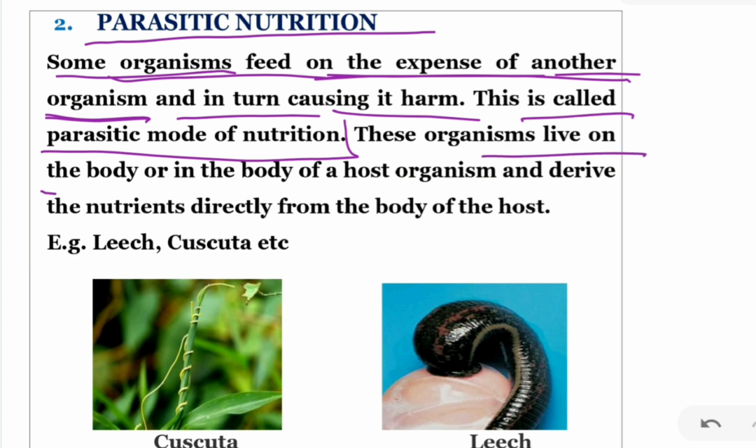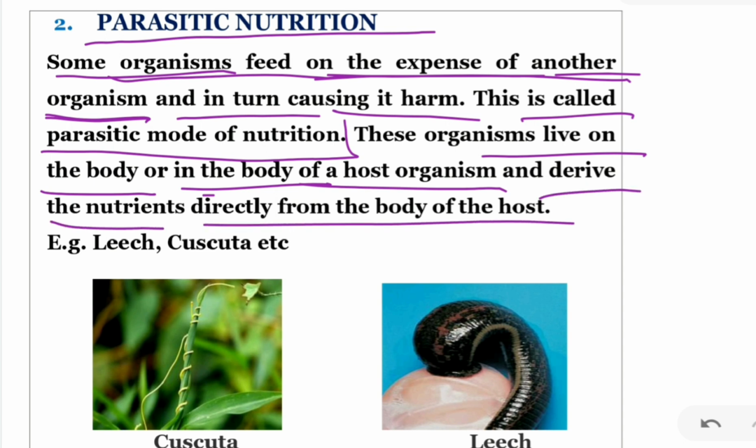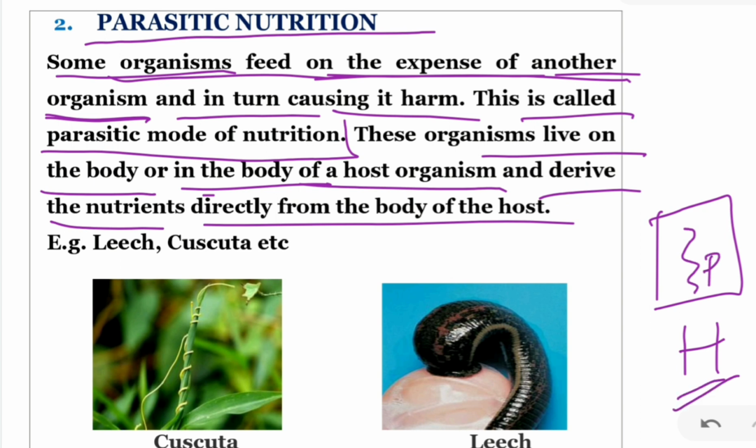These organisms live on the body or in the body of a host organism and derive the nutrients directly from the body of the host. Suppose this is an organism, we call it the host. The one which lives inside, we call it the parasite. Whatever nutrients are there in the host, all will be absorbed by this parasite, and the parasite causes a harmful effect to this host, right? So examples are leech and cuscuta. Cuscuta is a plant parasite. So there can be a question: give an example of a plant parasite.